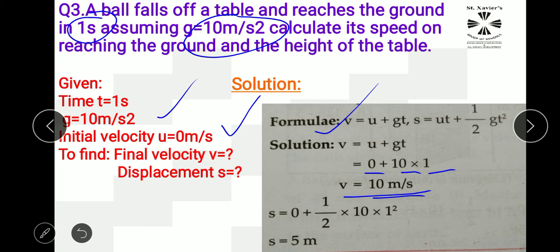In the same way, we are using the second formula now. In the second formula, when you put the value of u as 0, the first term becomes 0. So here s is written as it is, half is written as it is, the g value is 10, so 10 is written, and t square is 1 square as t is 1. When you solve this equation, the first term is 0, no need to consider. 2 ones are 2, 2 fives are 10. So 5 into 1 square is 1, we get 5. So displacement is 5 meters, students.